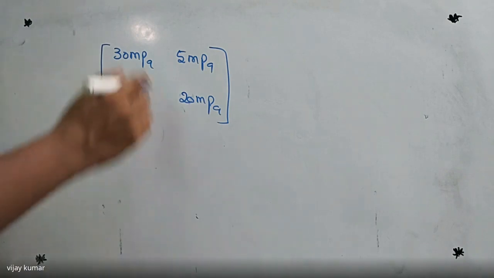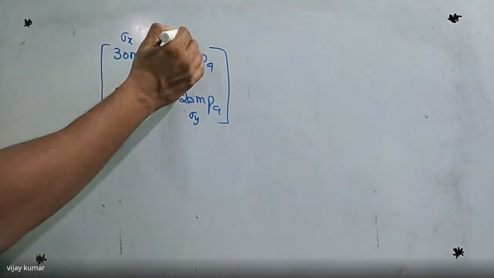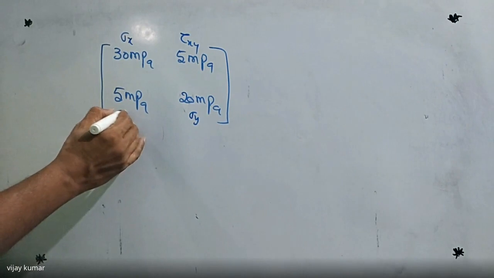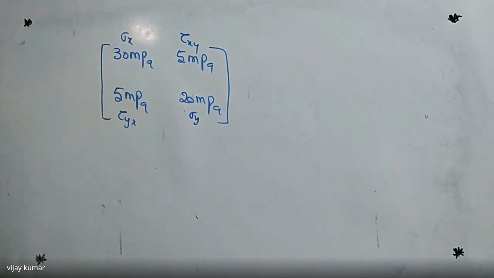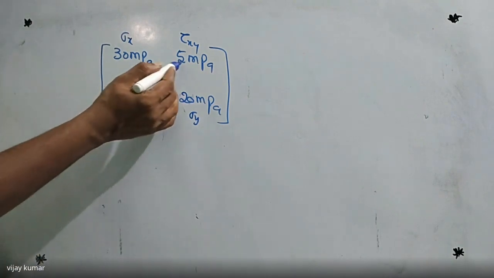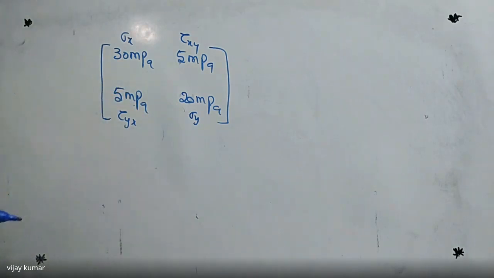So here this one is sigma x, this one is sigma y, this one is tau xy, and this one is tau yx. Did you get my point? Both have the same magnitude, but the directions are opposite to each other. Do you get my point?